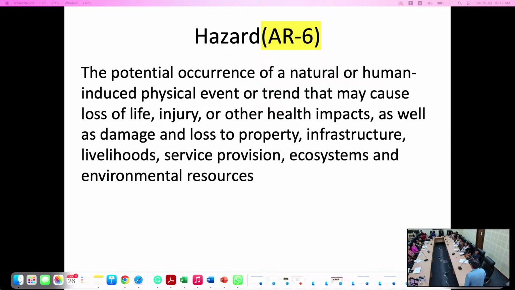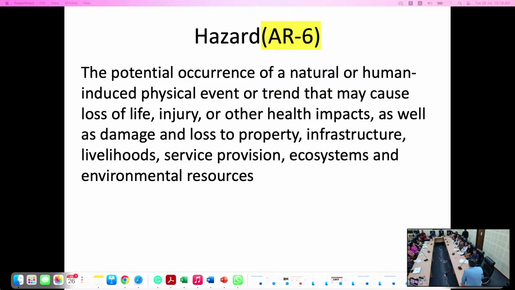right. I will read it out, I will not take much time. I will do this experiment with 2-3 terms and then leave others for you. It says the potential occurrence of a natural or human induced physical event or trend that may cause, underline may, loss of life, injury or other health impacts as well as damage and loss to property, infrastructure, livelihood, service provision, ecosystems and environmental resources. A full definition of hazard.